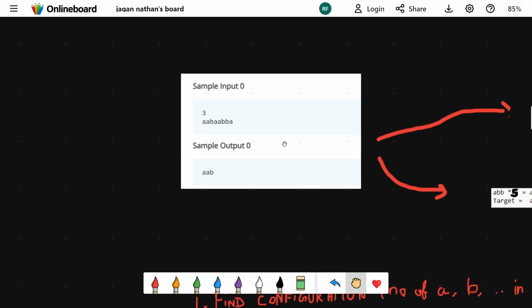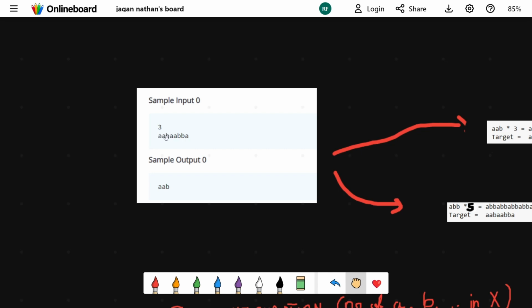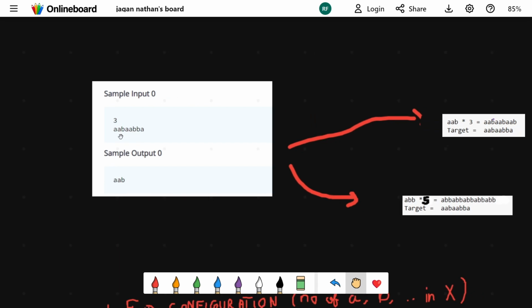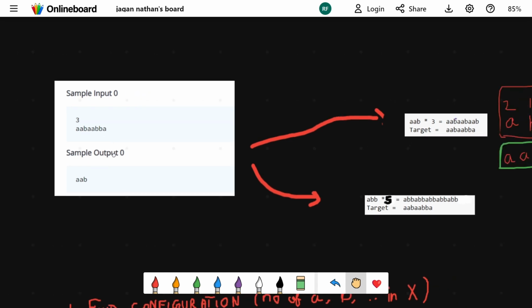So let's look at an example to understand the question better. We are given a string S which is AAB, AAB and then BA, and we have to generate a string of size 3. Basically, you can see that there are 5 A's in the given string and 3 B's. Suppose the generator string is ABB, then how many times do we have to repeat it in order to generate the given S?